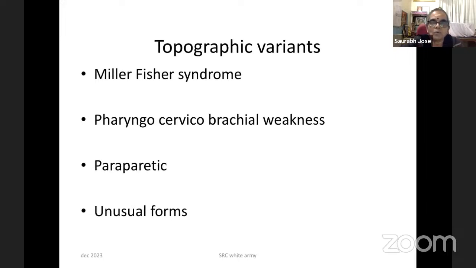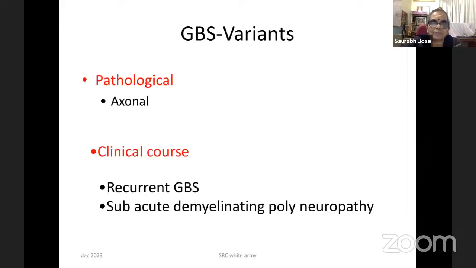And based on the topography, if there is ophthalmoplegia and ataxia, you call it Miller-Fisher. If there is pharyngeal and upper limb involvement, it is called pharyngo-cervico-brachial weakness. If it produces lower limb weakness, it is called paraparetic. And you have got unusual forms that resemble plexopathies. So they are all topographic variants. Apart from the classical AMAN, AMSAN, all those things which you have gone through, based on the topography, these are various variant forms of acute demyelinating radicular neuropathies.